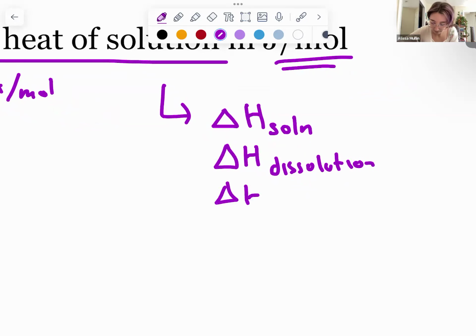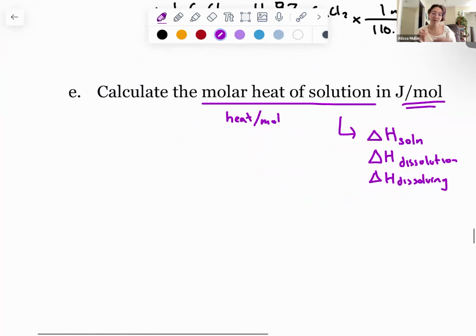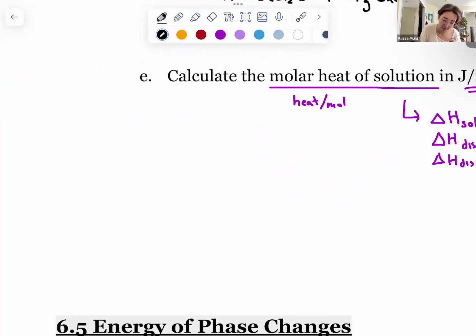Or they might call it the heat of dissolving. Those all mean the same thing. We're talking about the energy change from that process taking place, that physical chemical reaction of dissolving stuff. This is a little bit tricky sign-wise, at least for me, so I'm going to draw a picture. I think that's the best way to get your brain around it.